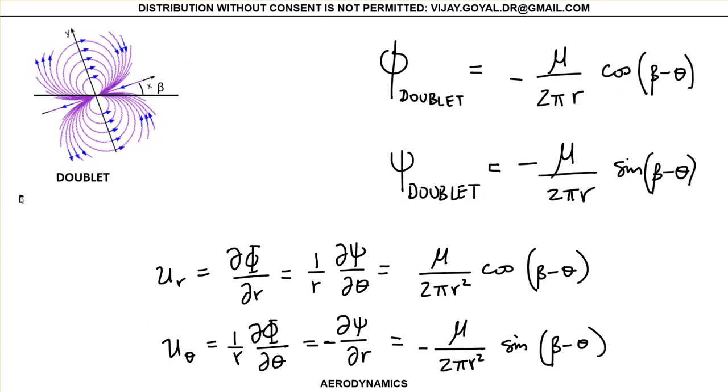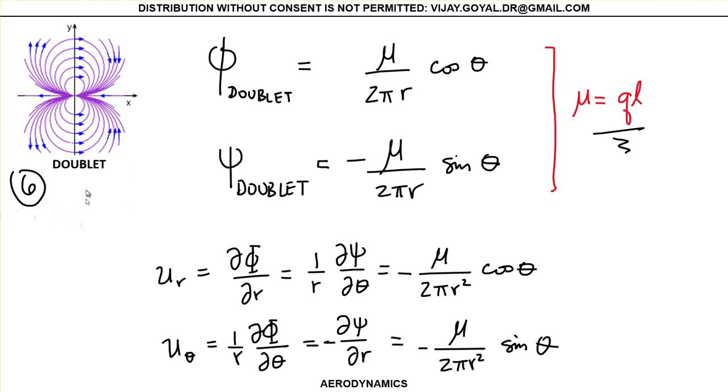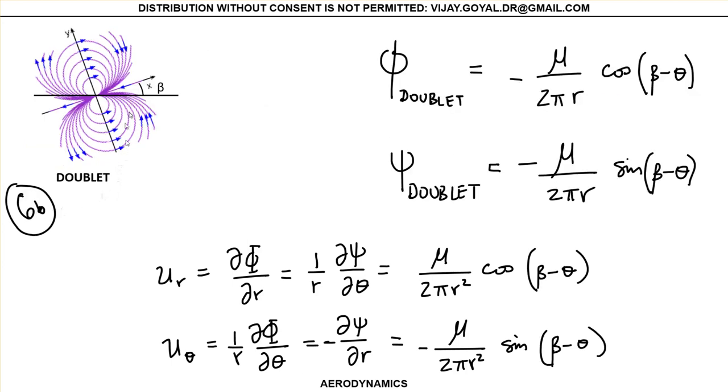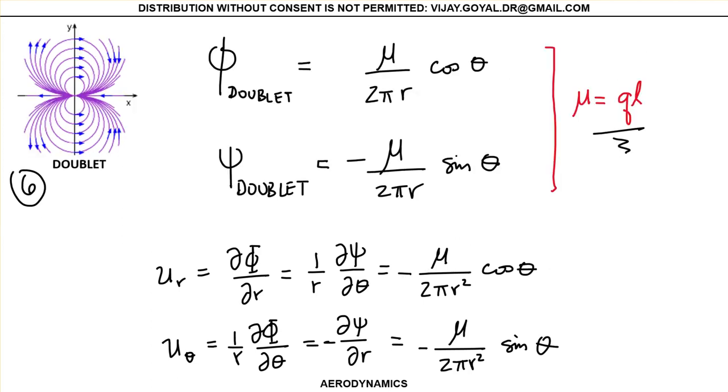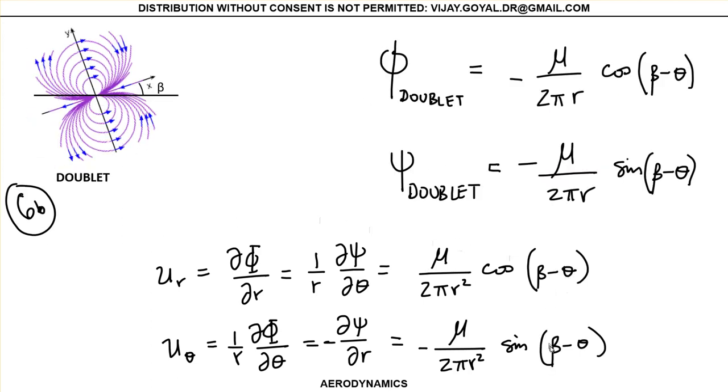And the other case, I would say maybe 6b, a sub case of the doublet. Doublet would be if it's at an angle beta, right? It's coming at an angle. Then in such a case, if it's going at an angle, it becomes beta minus theta. Your equations are basically shifted by beta minus theta. So you can see the equations are almost identical. The only thing that will be different is the beta minus theta. Okay.